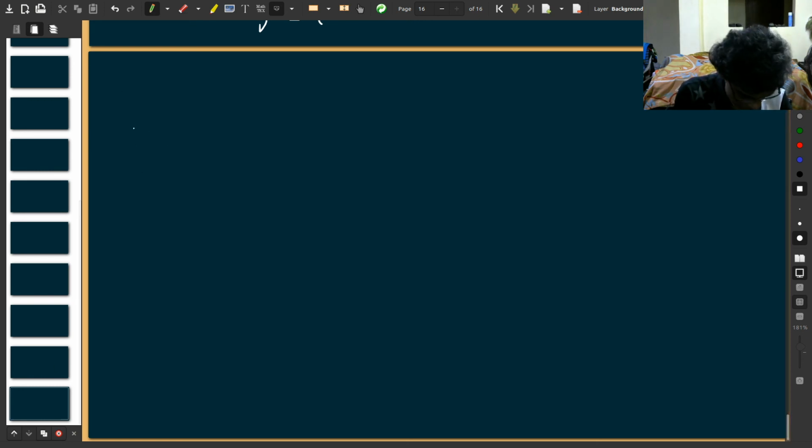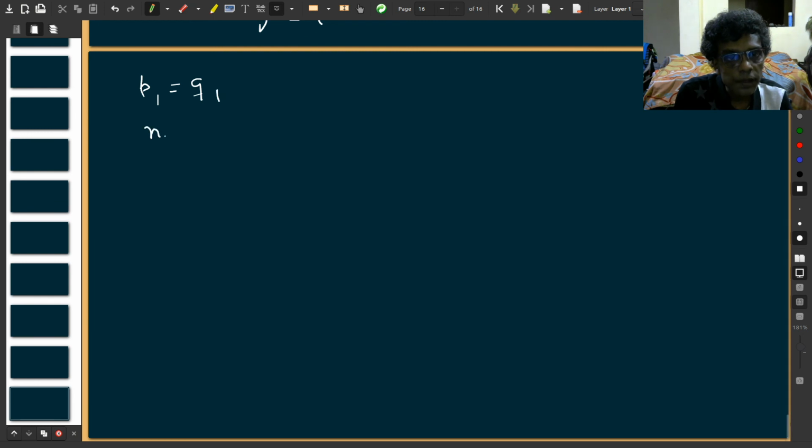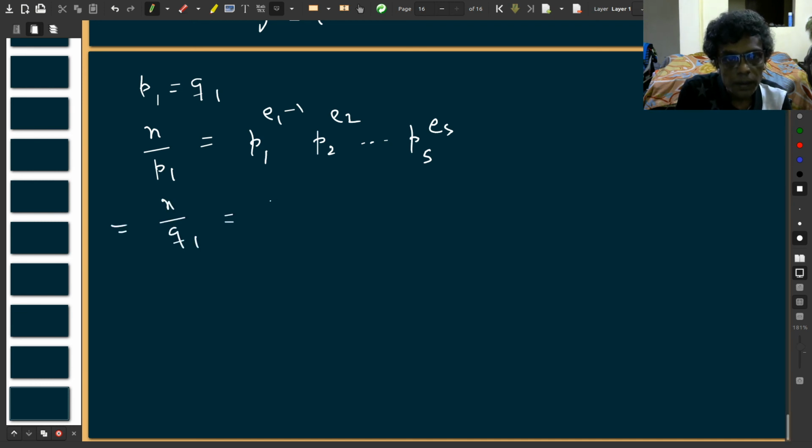I have p1 equal to q1. So if I look at this, n by p1 equals p1 to the e1 minus 1, p2 to the e2, ..., ps to the es, and this is also the same as n over q1, which is q1 to the f1 minus 1, q2 to the f2, and so on up to qt to the ft.